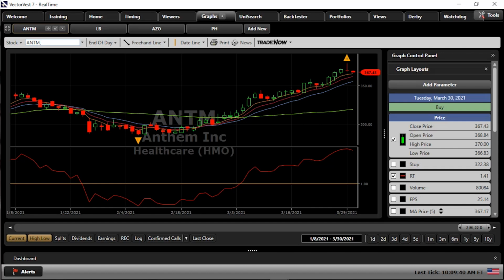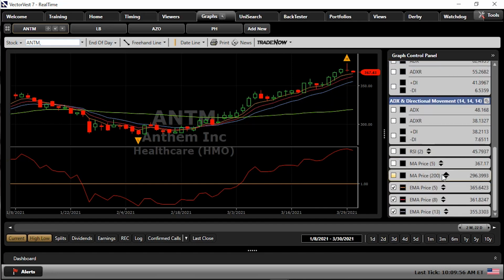So here's our first chart example. We're looking at Anthem, ANTM. This is a more recent example looking at the last 3 months or so. So as you notice, in January, February, the stock's price was below the 50-day moving average. The 50-day moving average is in green. The 5-day moving average is in orange, the 8-day EMA is in red, and the 13-day EMA is in blue, and the relative timing indicator is at the bottom.